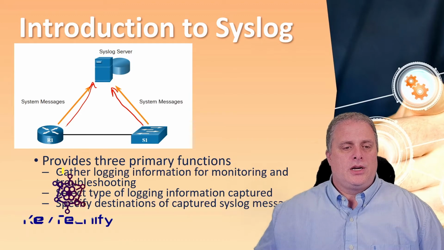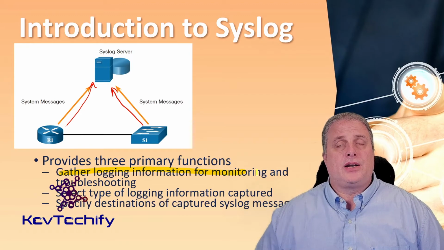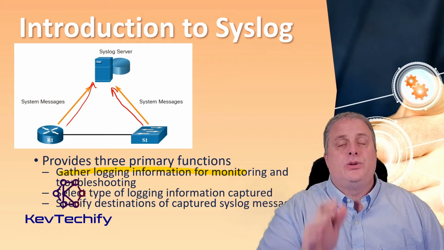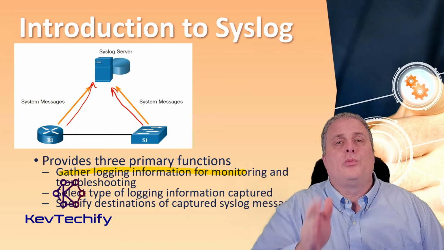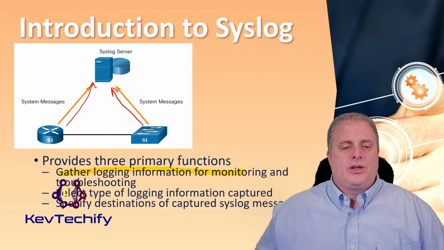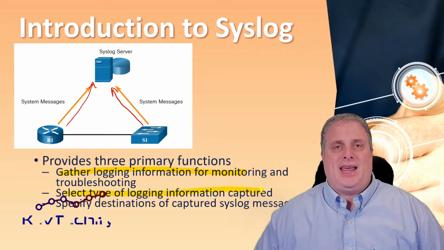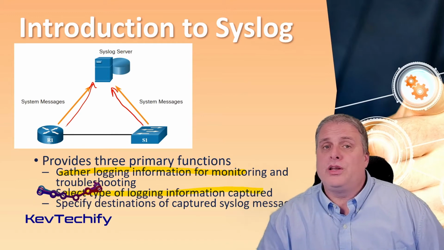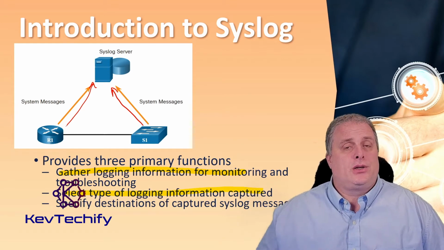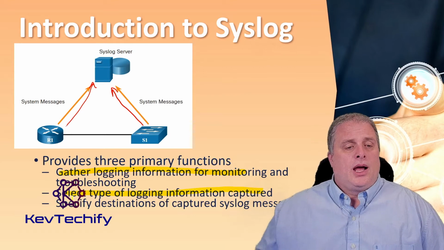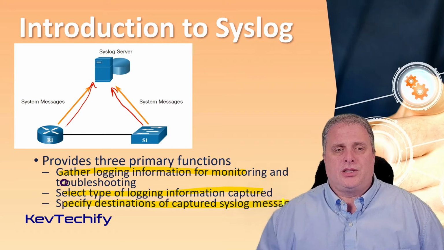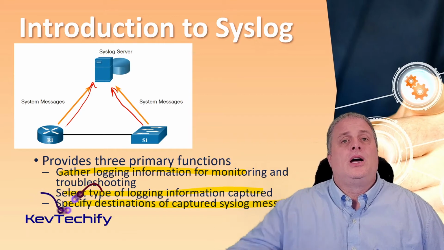The Syslogging service provides three primary functions. The first one is to gather logging information for monitoring and troubleshooting. So it's a collection point. All of your devices will send it to one Syslog server. All of that data will be in one location for you to look at. The second one is you get to select the type of information being captured. Do we want to collect all the information, only errors, only warnings? Do we want to collect informational updates? Up to you. And then finally, we can specify destinations of the captured Syslog messages. Once again, you can send it to a certain server.